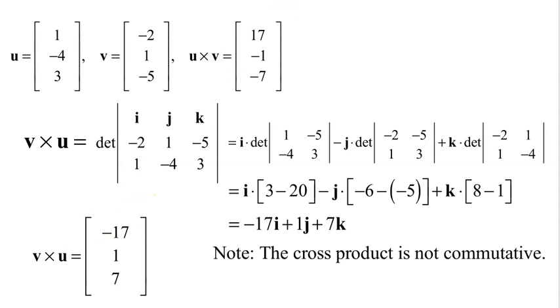Well, first let's state that the cross product is not commutative. U cross v was not the same as v cross u. But they are opposites. So this is a rule that we can use: u cross v is the opposite of v cross u.